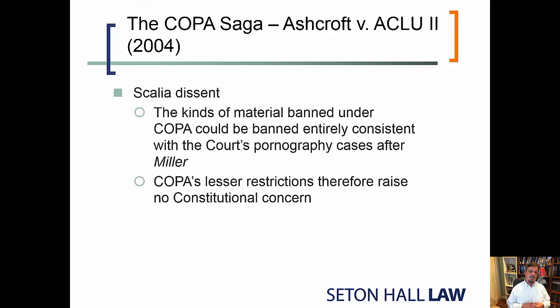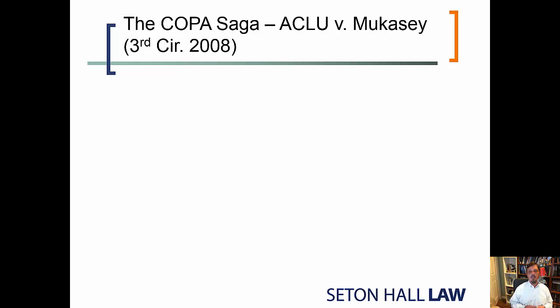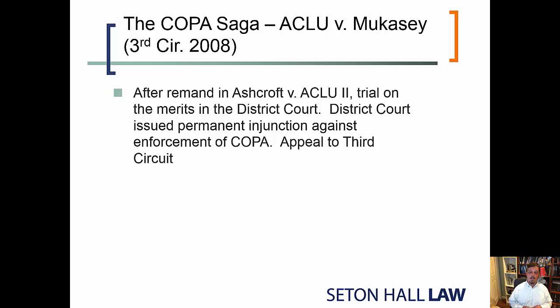So the saga continues. Now, I did not give you, just because you had so much reading material already this week, the additional case in this saga, which is actually a Third Circuit case. The case goes back to the district court. There's a trial on the merits. And after the trial, the district court, in accordance with the Supreme Court's decision, does in fact find that filtering software is a least restrictive alternative, that it can be effective, that it's likely to be more effective than the statute, and issues a permanent injunction against enforcement of the statute.